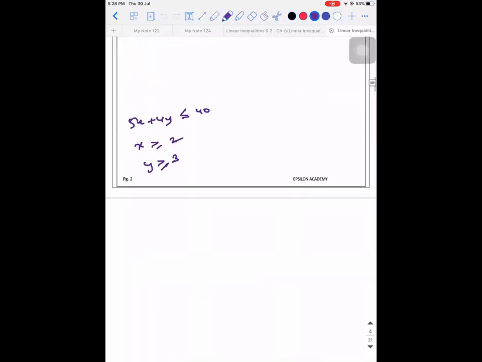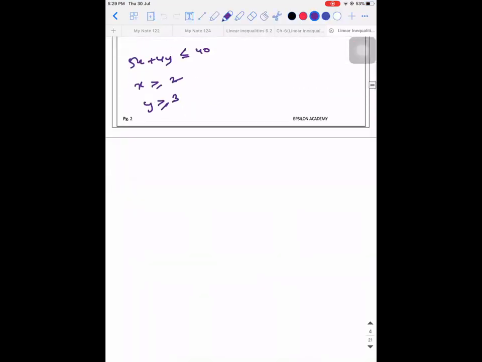Tell me how to solve this. Again, treat it as 5x plus 4y is equal to 40. Here observe, less than or equal to, greater than or equal to, and greater than or equal to. Everything is a continuous line, no dotted lines here. So 5x plus 4y is equal to 40.